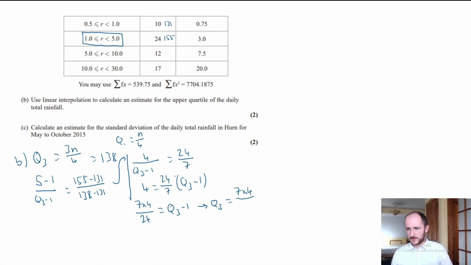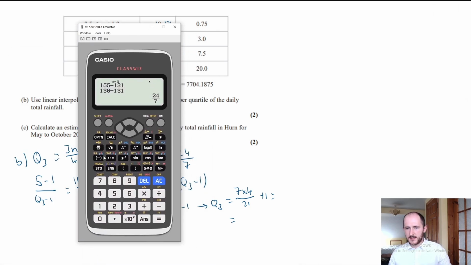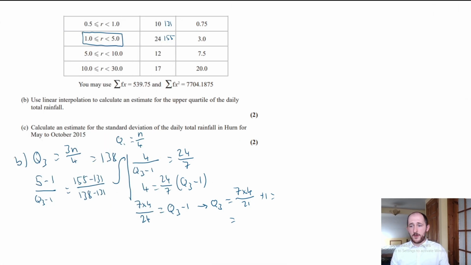So 7 times 4 over 24, add another 1 for good luck. Let's put the equals on the underside just to keep it nice and neat. We have 7 multiplied by 4 divided by 24, add another 1. That's 7 over 3 plus 1, so that's 2.33 to 3 significant figures.